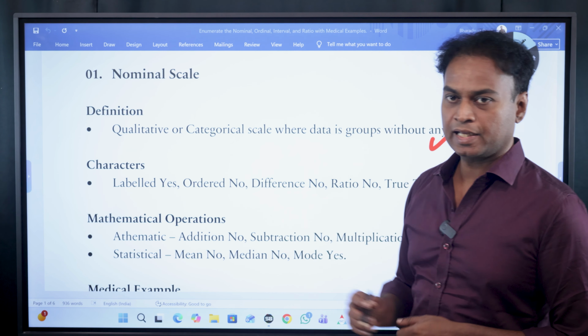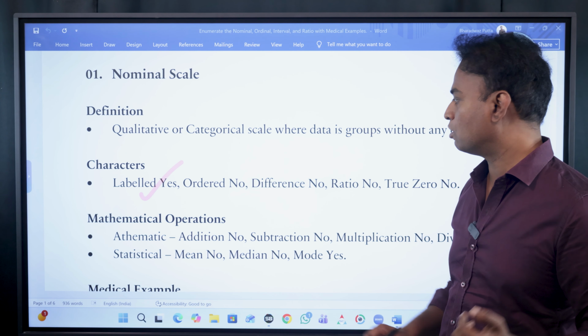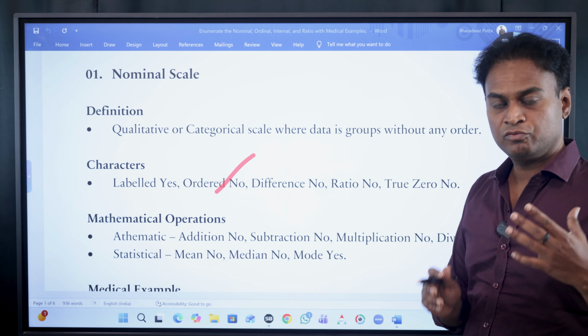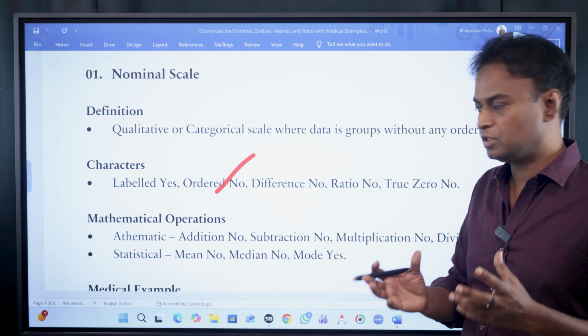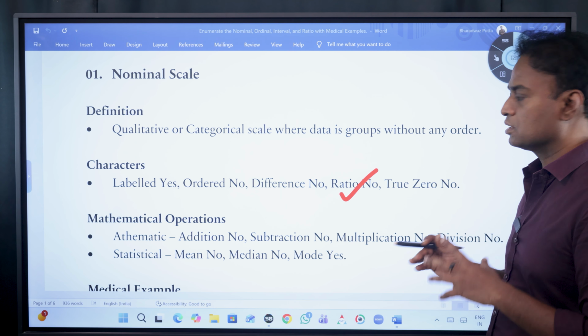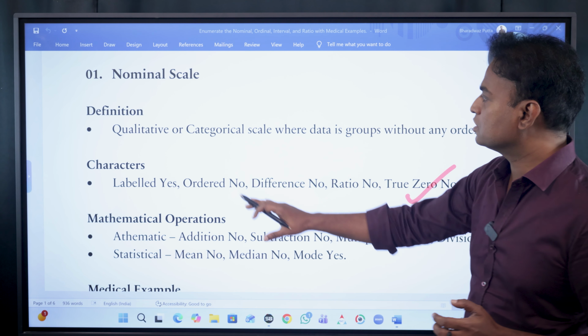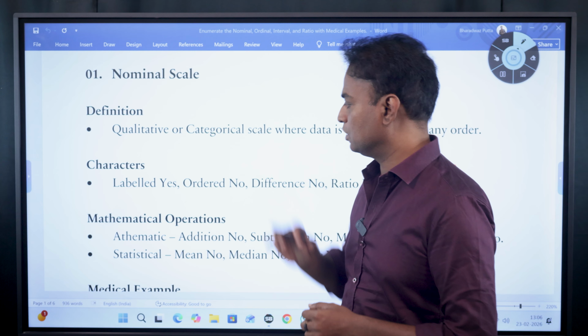Okay, you can see the characters. Can it be labeled? Yes, it can be labeled. Can it be ordered? It cannot be ordered. Can you find the difference between two values within the data set? No. Can you calculate the ratio? No. Does the data set have a true zero? No. If these characters are there, then it is nominal scale.